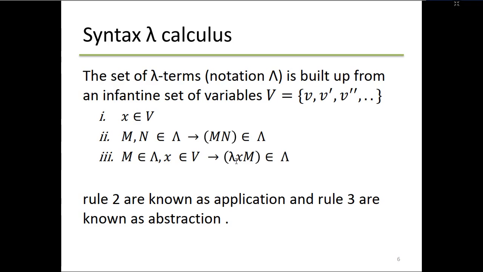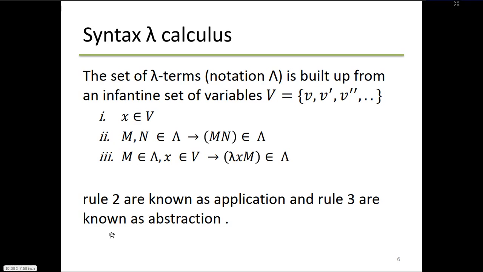So lambda x, in the sense here, is a function which is taking m as the parameter. That is what the meaning is here. Rule 2 is known as application. This is the second one. This is said to be application. That means you are applying this m and n values which belong to lambda terms.